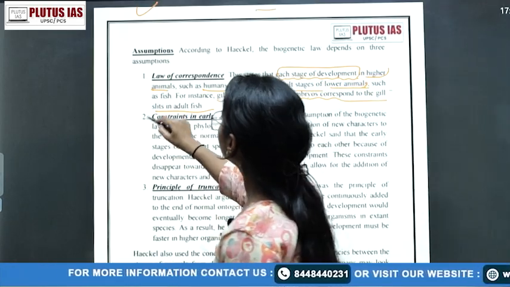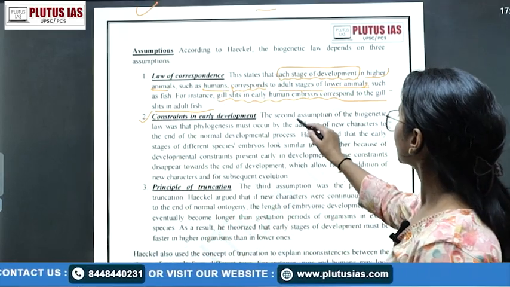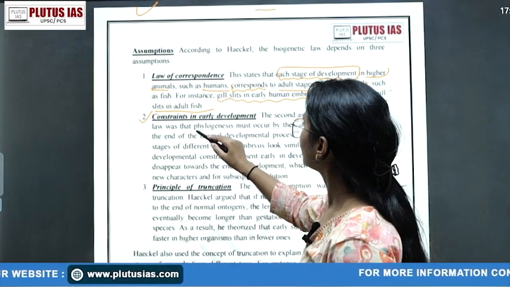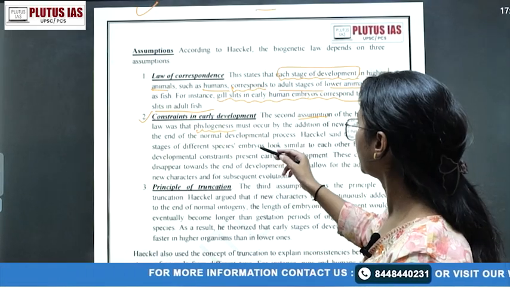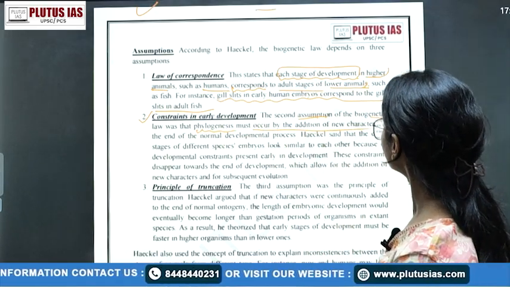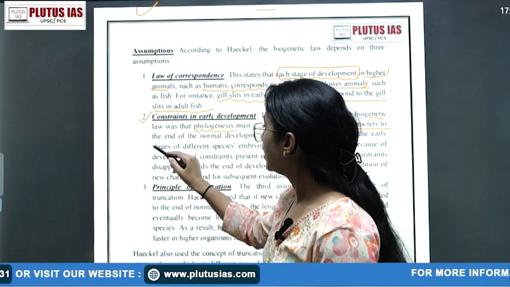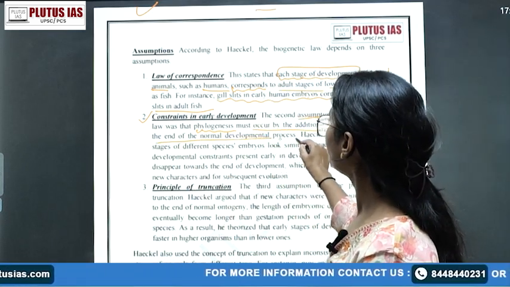Okay, second is the constraints in the early development. The second assumption of the biogenetic law was that phylogenesis, evolutionary history, must occur by the addition of new characters at the end of the normal developmental process.